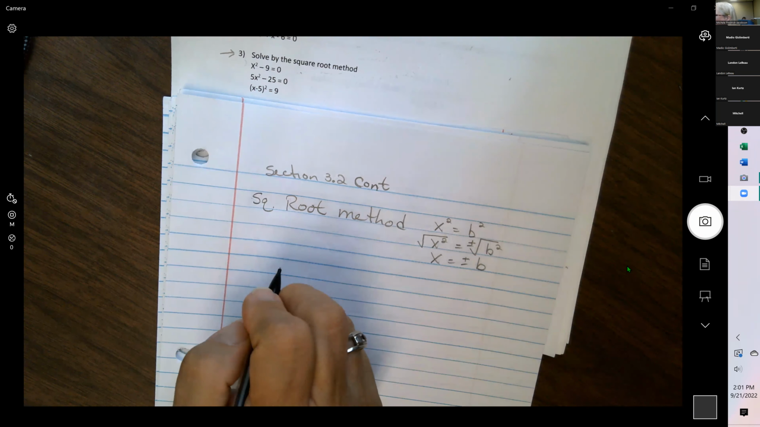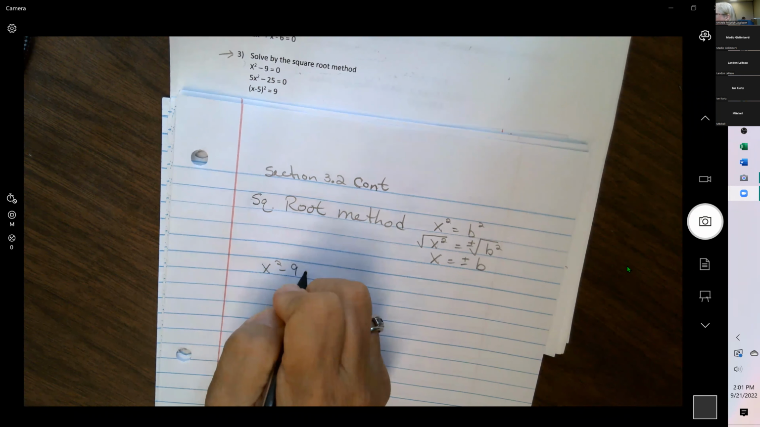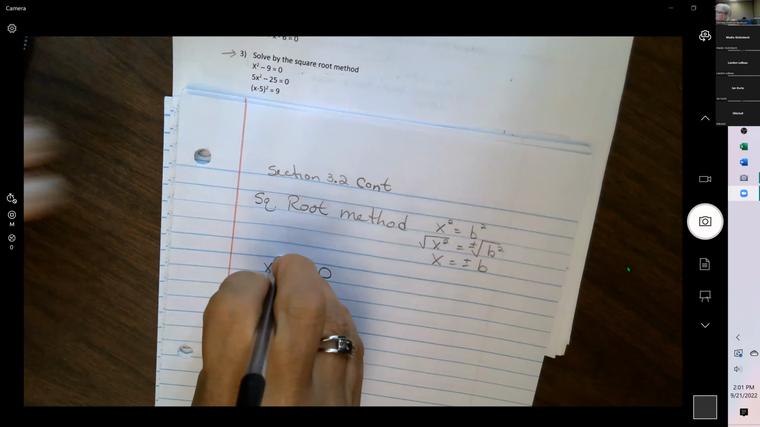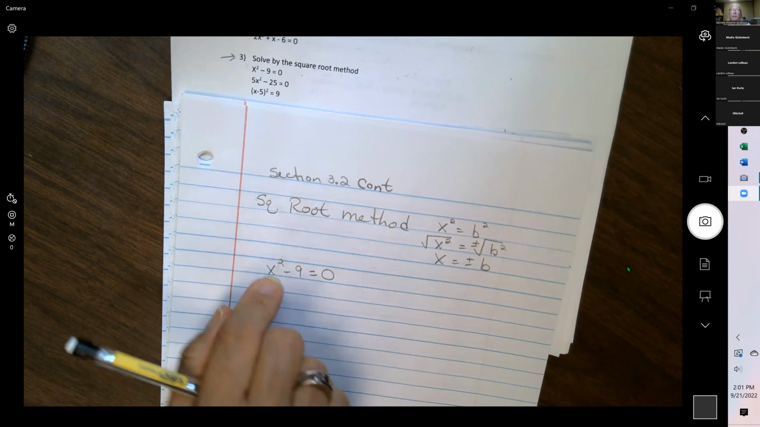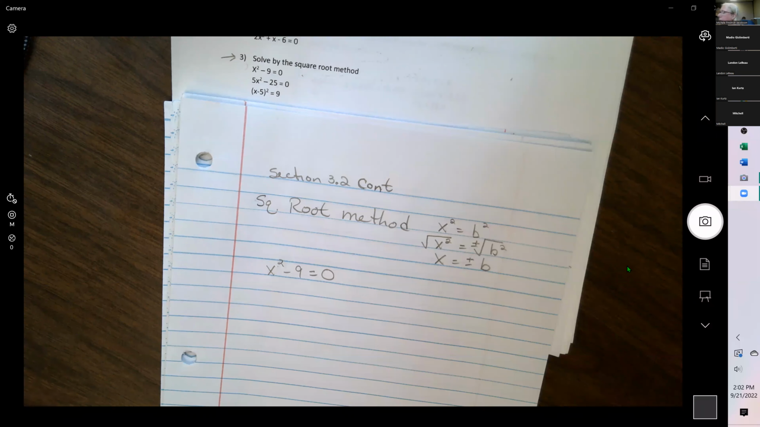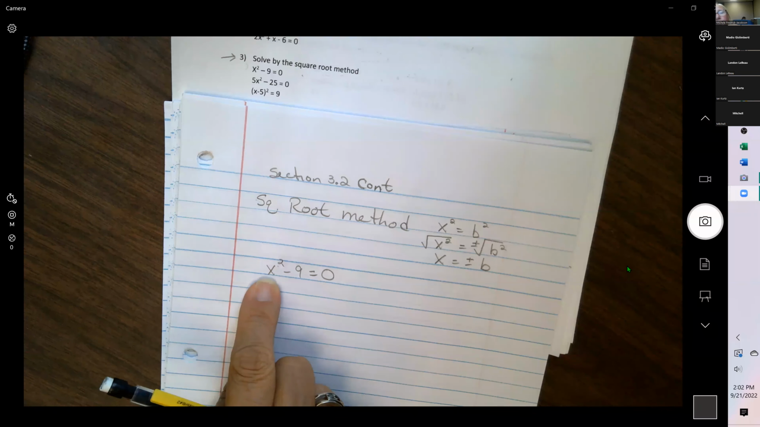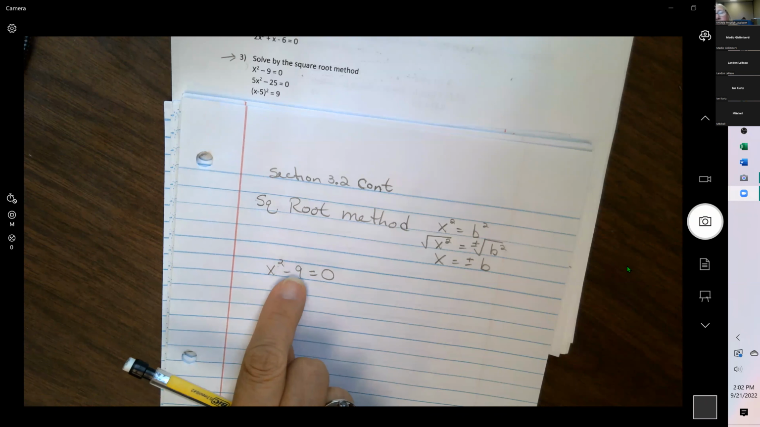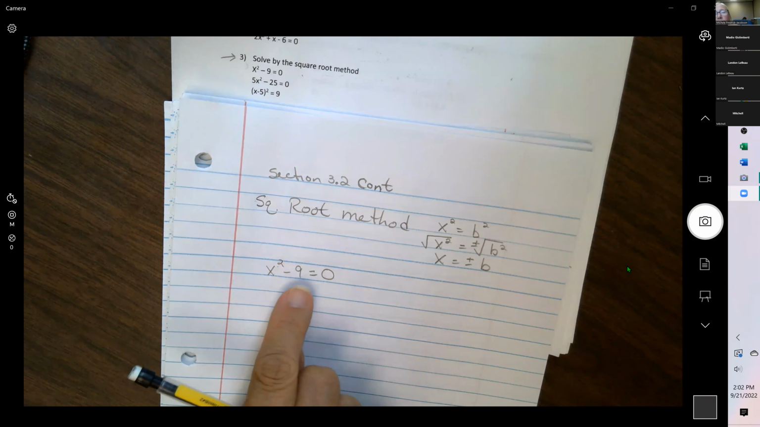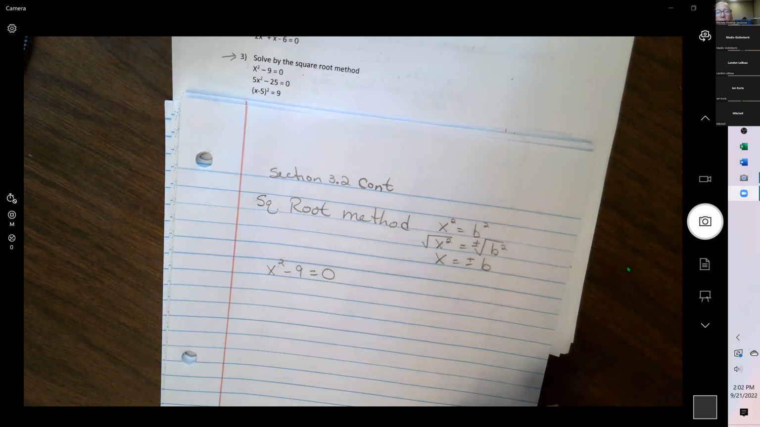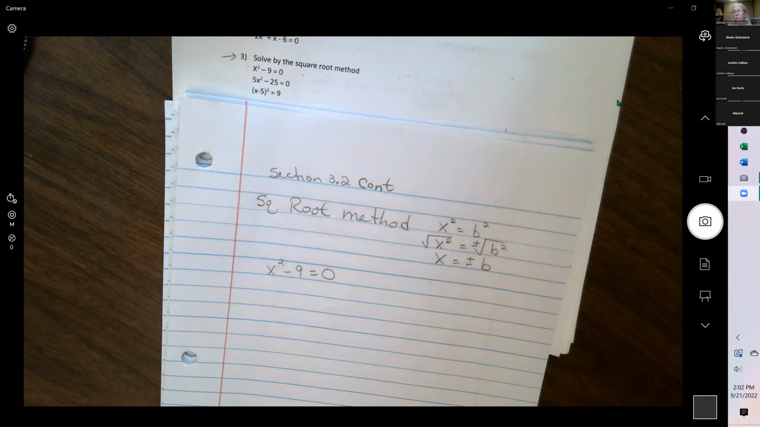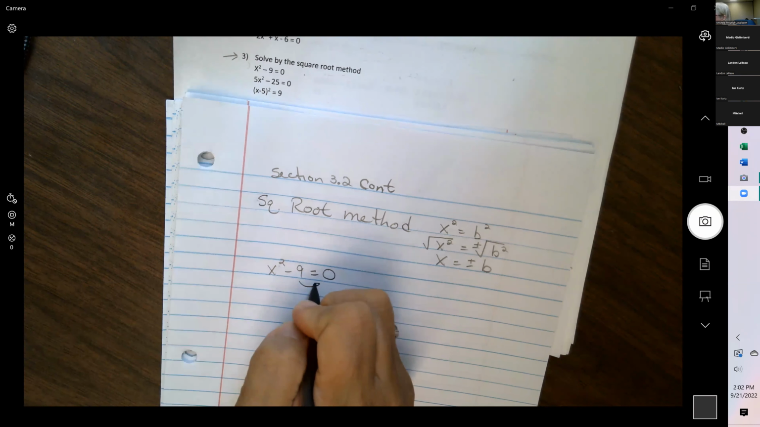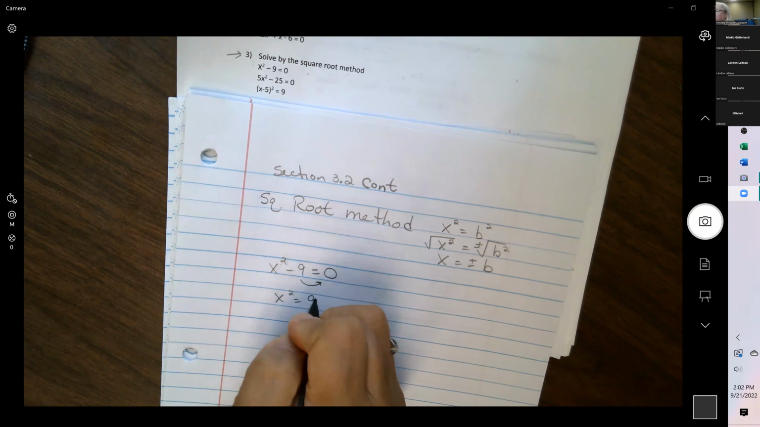So if we look at the first one, x squared minus 9 equals 0. If you're going to solve by the square root method, there can only be the squared term. There cannot be an x term. And you want to get the squared term by itself. So we would need to move the 9 to the other side. How can we move that minus 9 to the other side? Anyone? Since we're subtracting it, add it to the other side so that x squared equals 9.